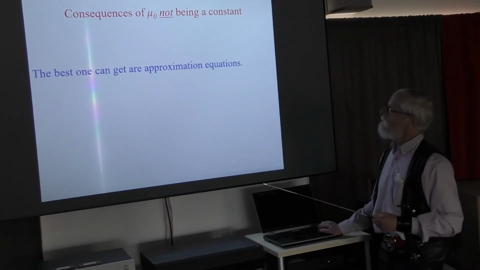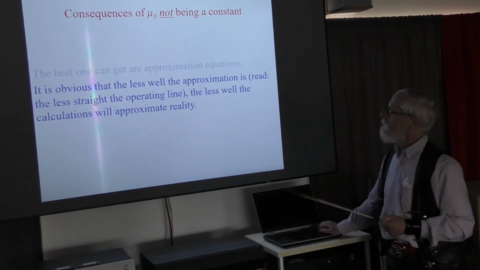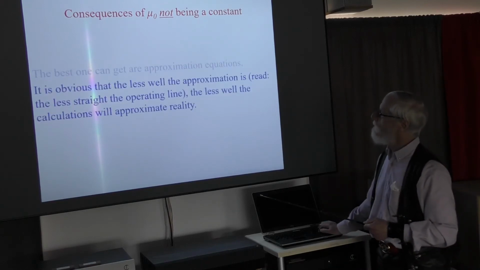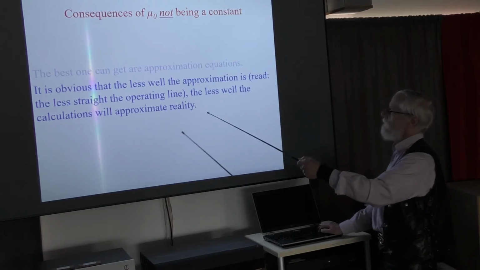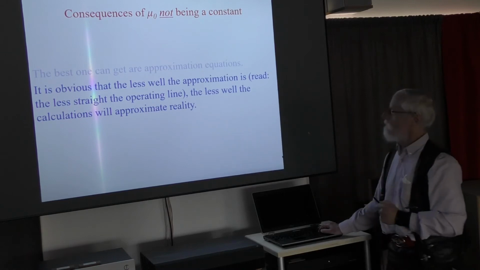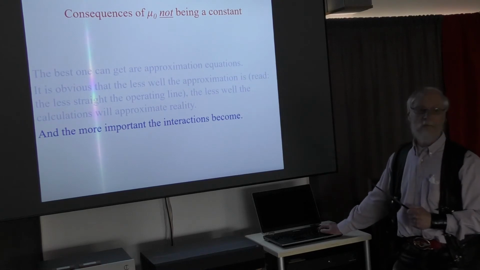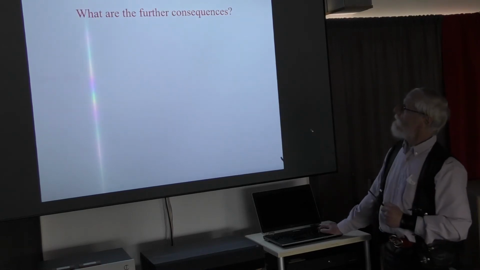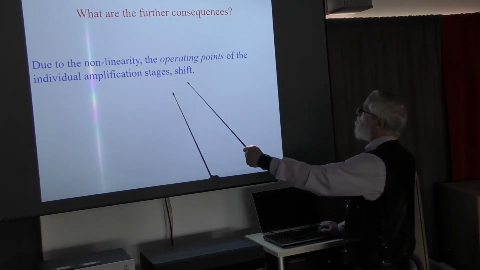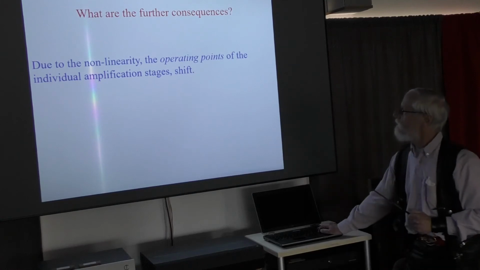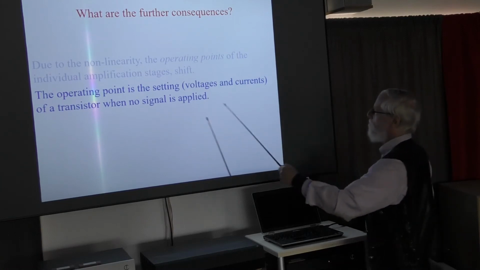So the best one can get is approximation equations. And you don't have to be named Einstein to see that the less straight the operating line, the less well the calculations will approximate reality, and the more important the interactions become. What are further consequences? Due to the nonlinearity, the operating points of the individual amplifications shift. The operating point is the setting in voltage and current of a transistor when no signal is applied.